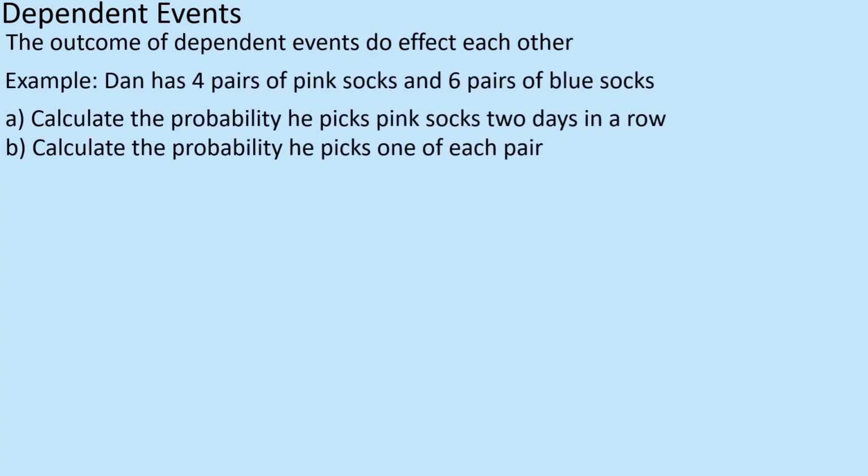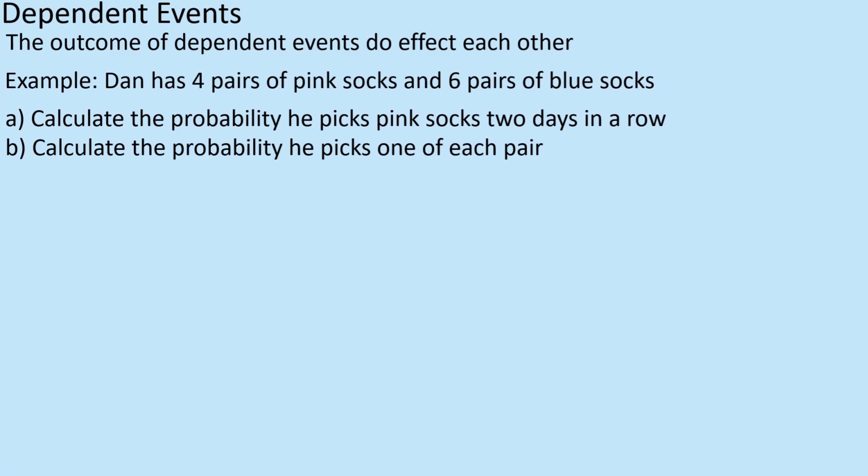dependent events. So we looked at independent events where the probability does not change, but of course, chances are that if something happens in one circumstance, then it will probably have an impact on the following circumstance. So let's have a look at what that actually means in context.